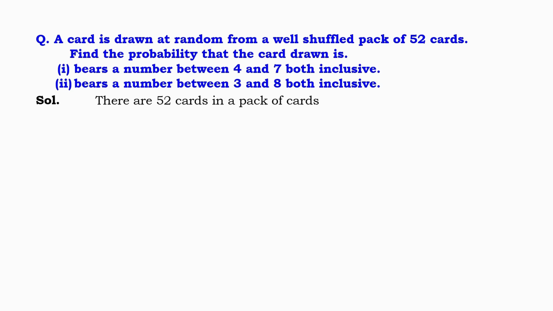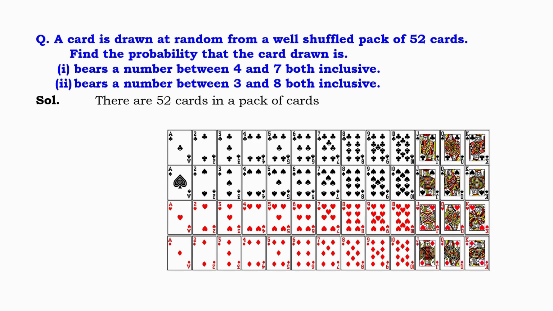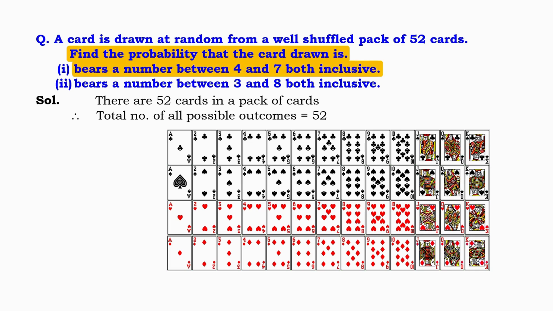So we know that there are 52 cards in a pack of cards. So this is the card arrangement in the pack of 52 cards. So the total number of all possible outcomes is equal to 52 here. Now we have to find the probability that the card drawn bears a number between 4 and 7, both inclusive. Both inclusive means we have to consider 4 and 7 also.